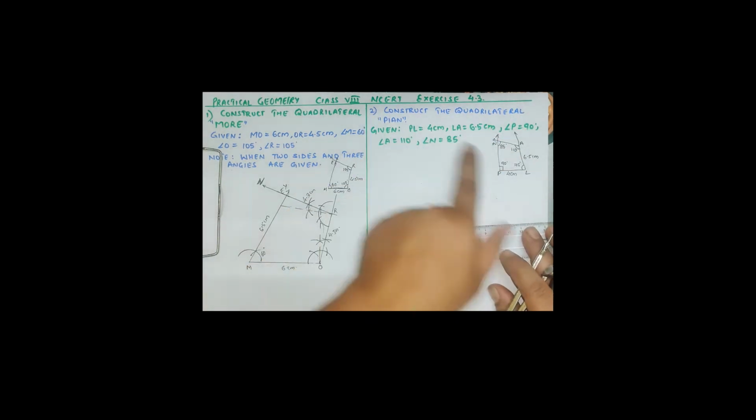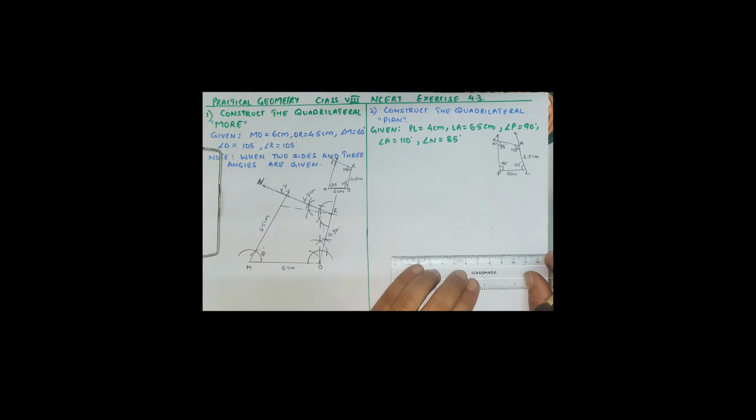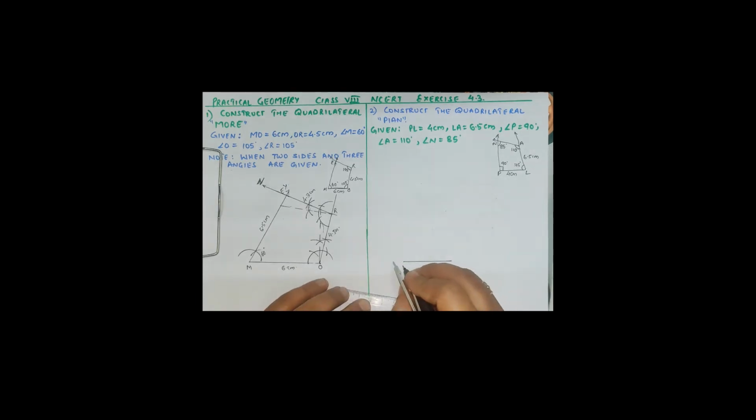Now here we are going for the next question, that is construction of plan. Draw the base. What is that? 4 centimeter PL. Now before doing anything we need to find out the fourth angle in this question because we have taken 4PL as our base angle.